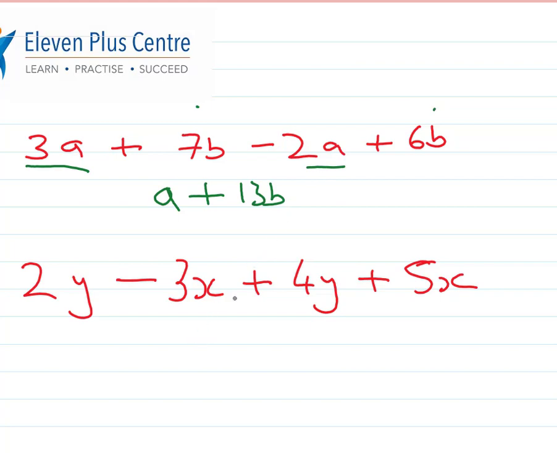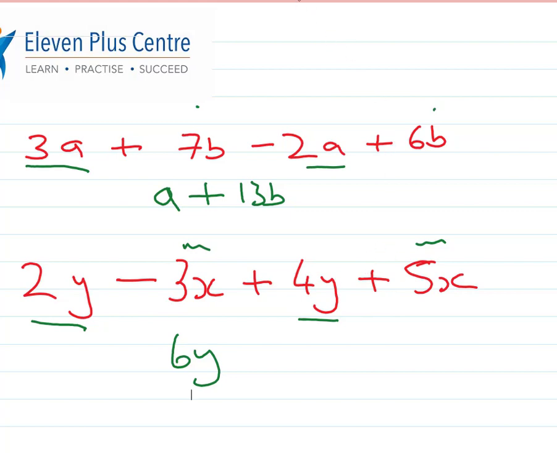This one is a little bit trickier, and I'll tell you why in a second, because you have to have quite good knowledge of negative numbers in this one. So let's collect the like terms. Let's identify them first. So we'll underline the y's, and then we'll put a little squiggle on top of the x's, so there's no confusion. So we've got 2y plus 4y, that makes 6y.